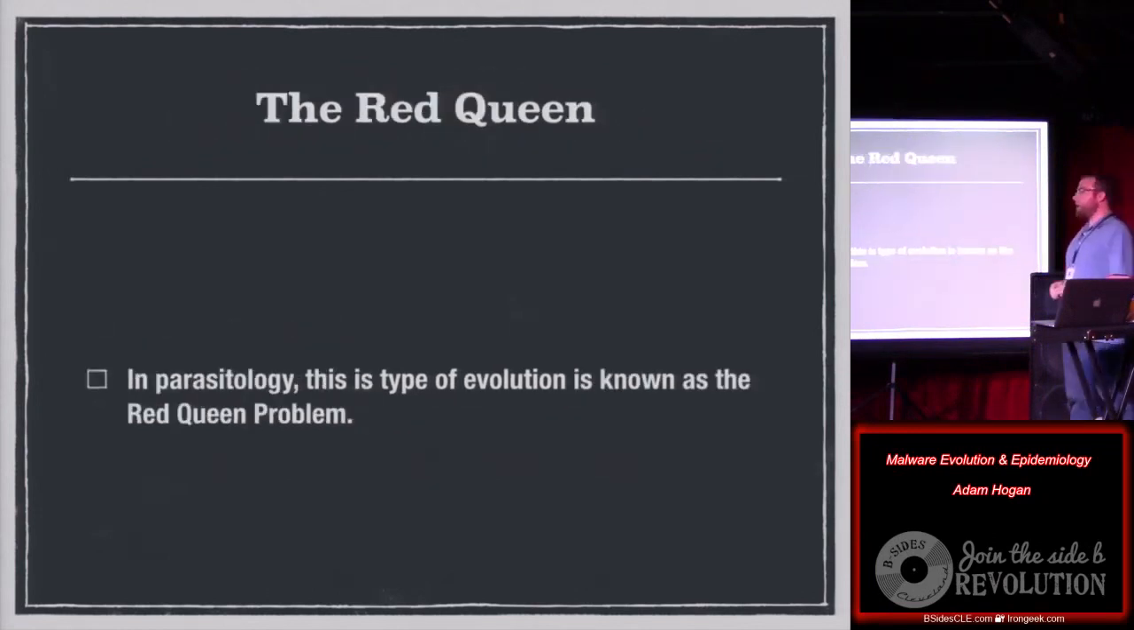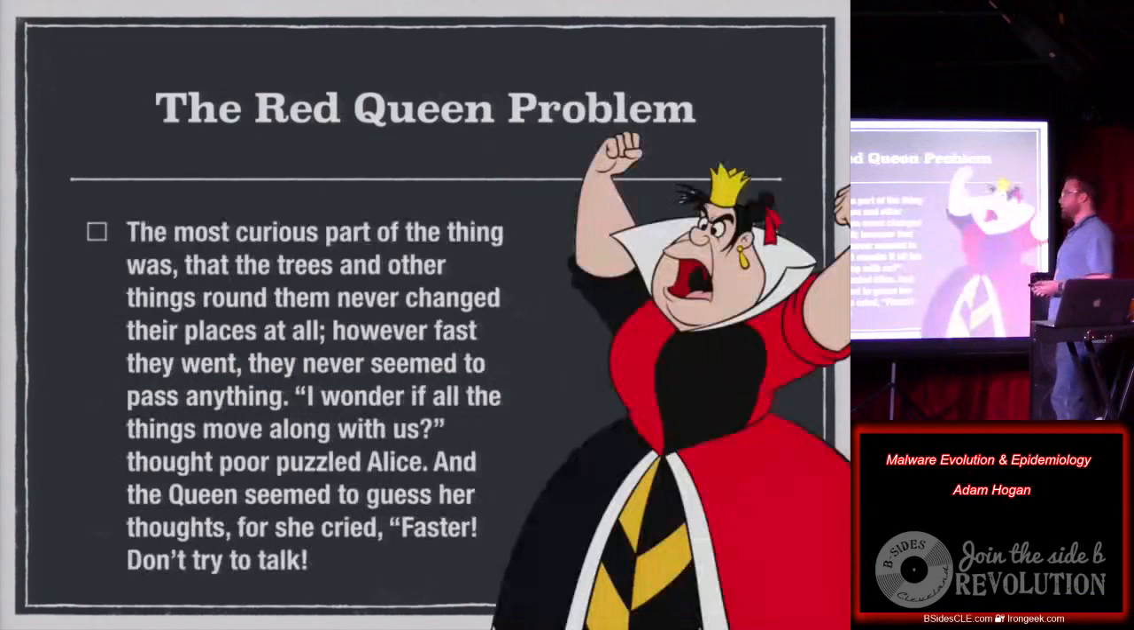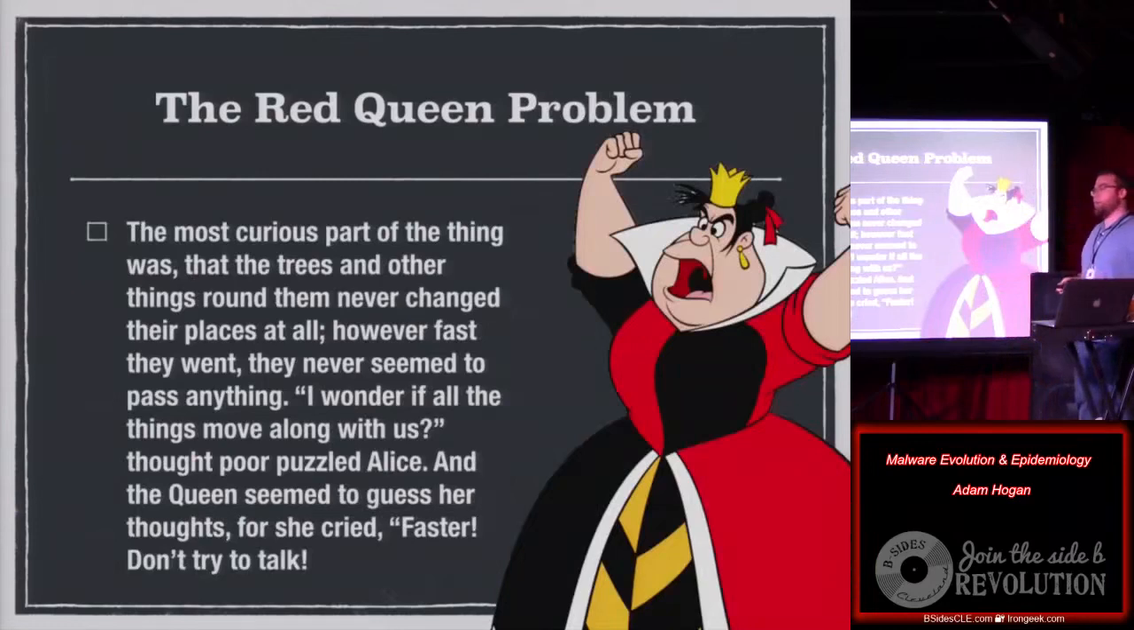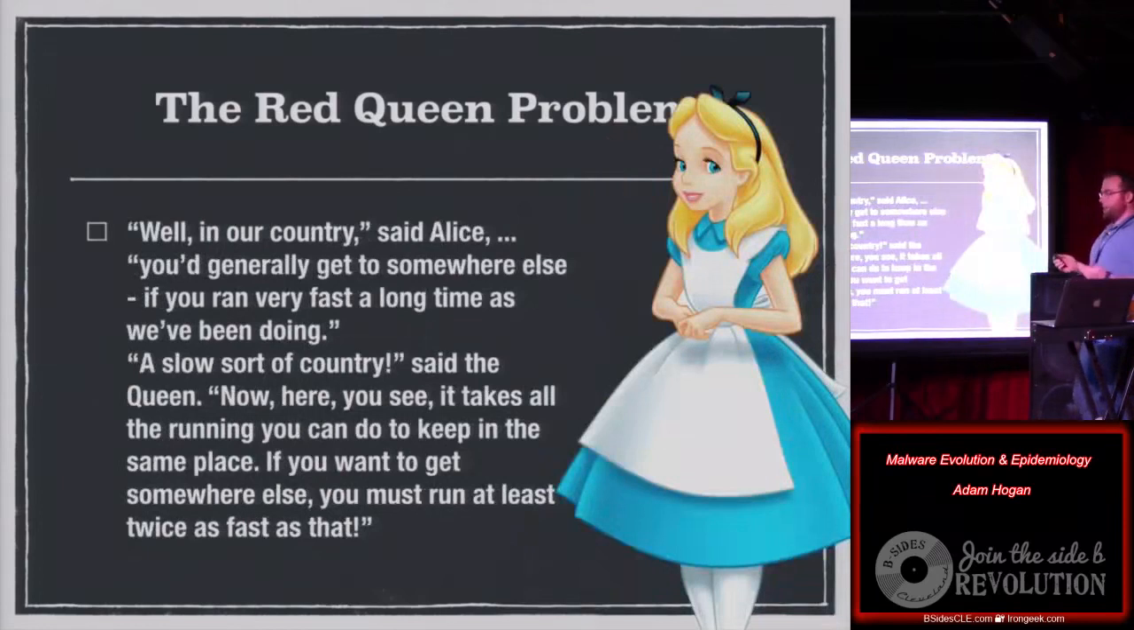In parasitology, this type of evolution is known as the Red Queen problem. And that's actually taken from Alice in Wonderland. We're talking about when Alice meets the Red Queen, and one of the things they do first is they have to run as fast as they can in order to stay in the same place. All right, so it actually talks about this. So the Red Queen makes them run and says, you have to run faster, you have to run faster, and they do that just to stay in the same place.